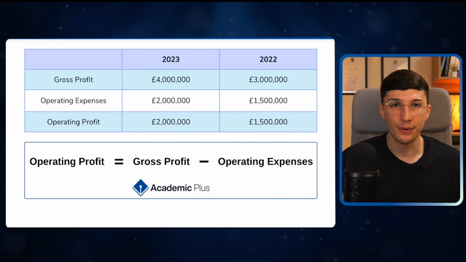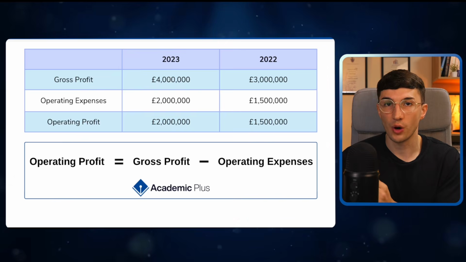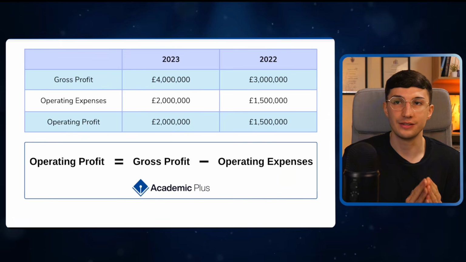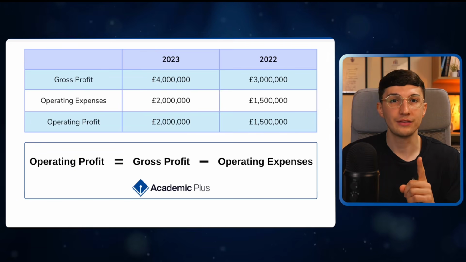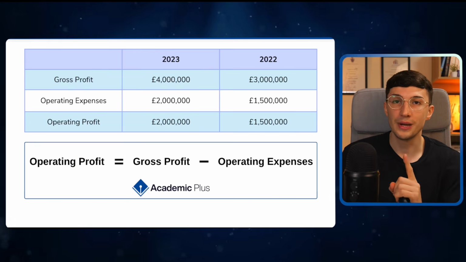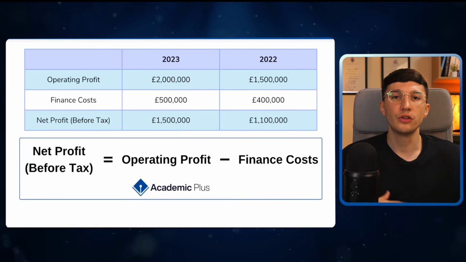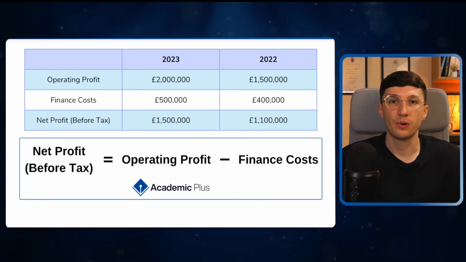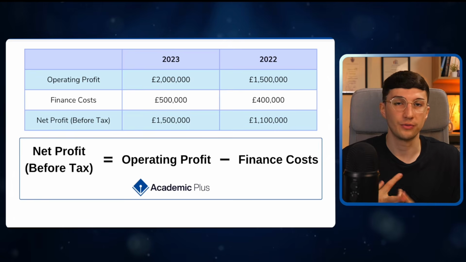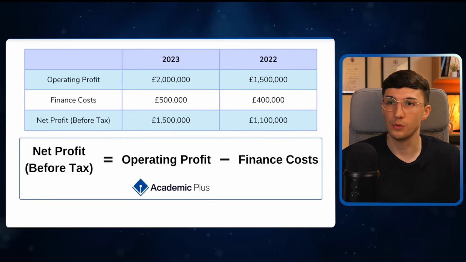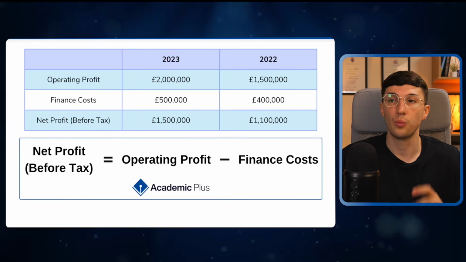Then we do our operating profit. The way we calculate our operating profit is that we take our gross profit minus our operating expenses. So for 2023, gross profit is equal to £4 million. We want to minus operating expenses of £2 million to give our operating profit of £2 million in total. Then you can do your net profit. So if you have the net profit before tax, so they've given you the finance costs, you do your operating profit minus your finance costs. So operating profit, 2 mil, minus finance costs, 500,000, gives me a net profit before tax of 1.5 million.